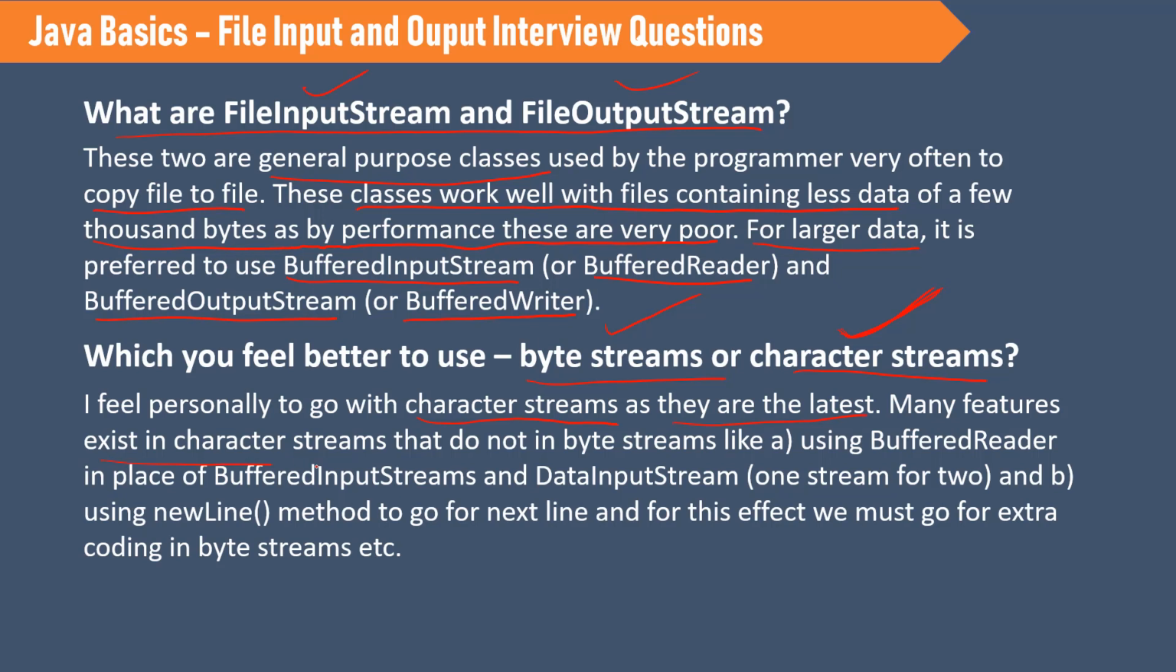Many features exist in character streams that do not exist in byte streams, like using buffered reader in place of buffered input streams and data input streams, and using the newLine method to go to the next line. For this effect, we must write extra code in byte streams.